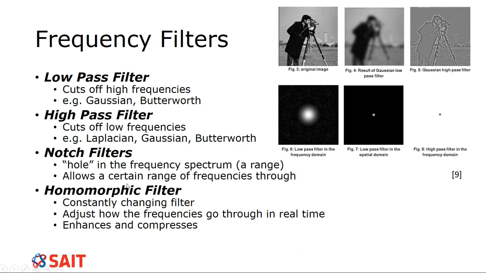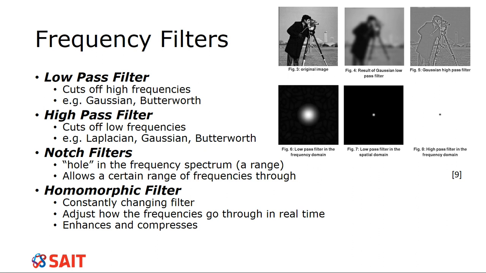We also have notch filters. Notch filters are like holes. They'll say, okay, we're going to only allow these certain frequencies through. These are for really specialized applications. We don't tend to use them a whole lot in remote sensing, but you will find them occasionally in software. So if you ever see something saying a notch filter, then that's what it comes with.